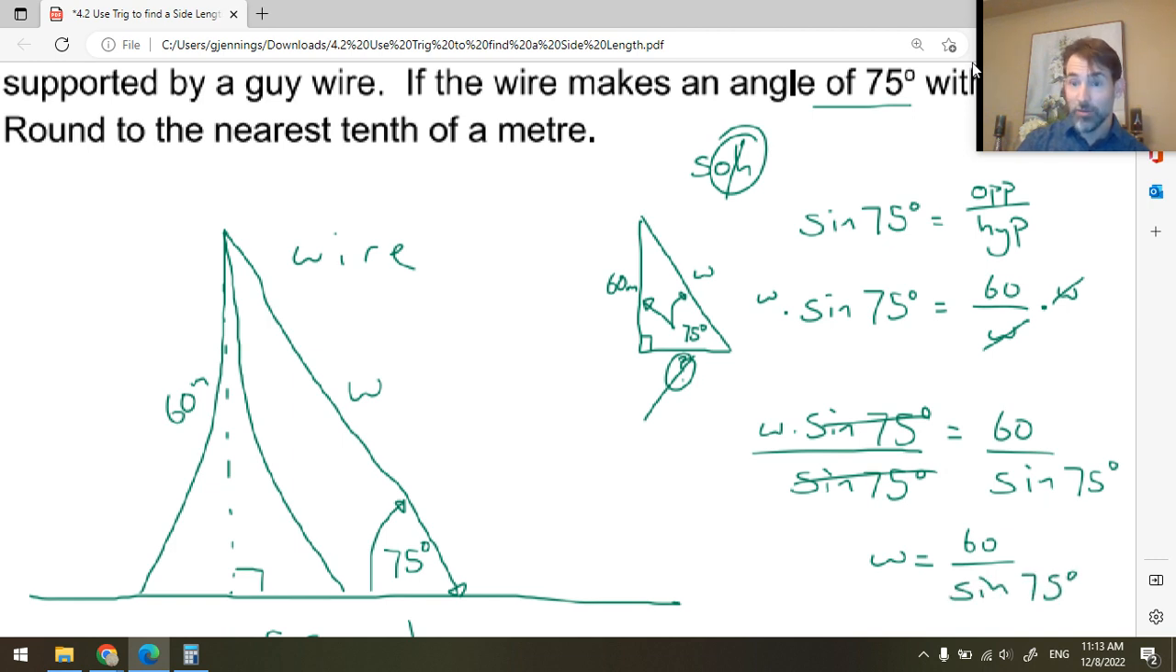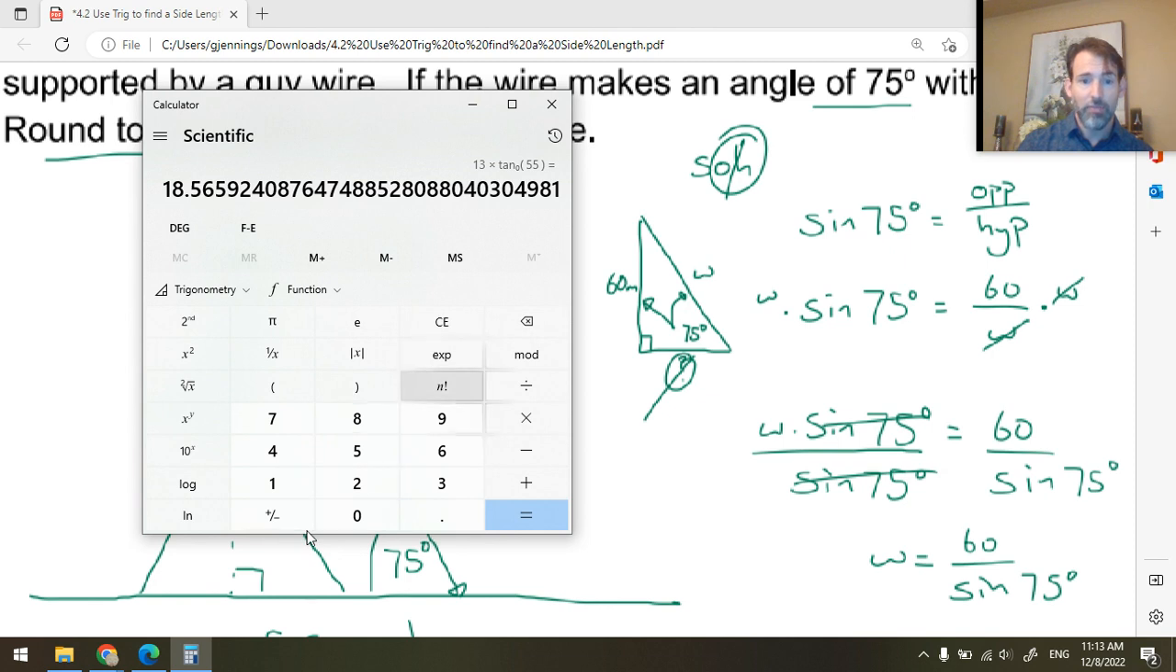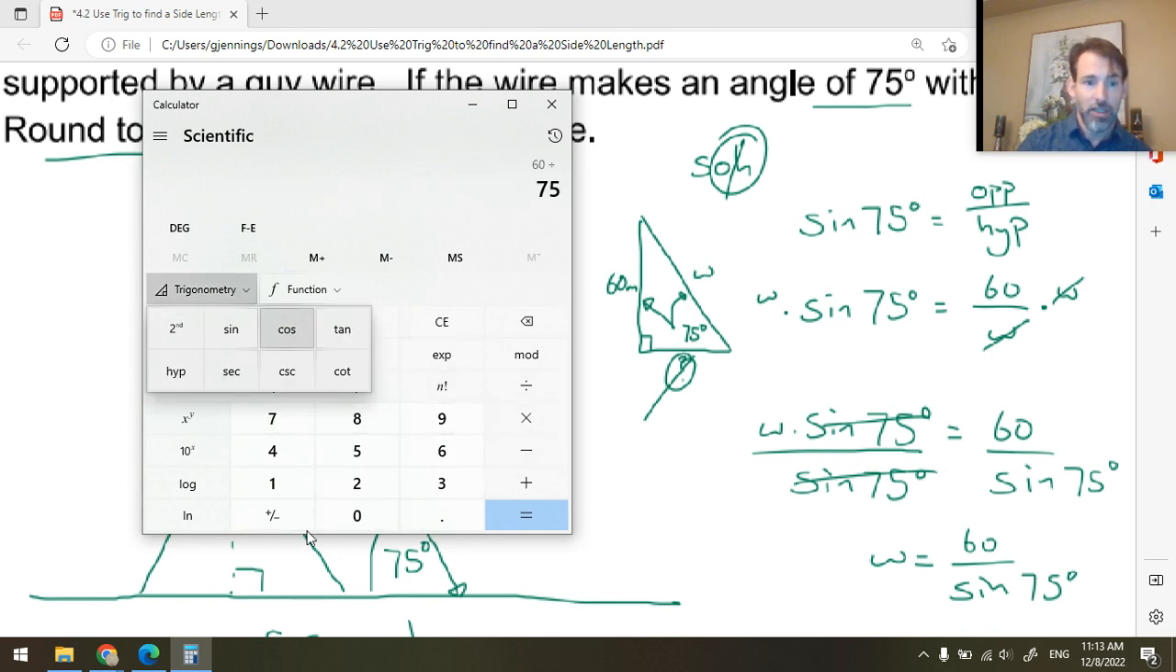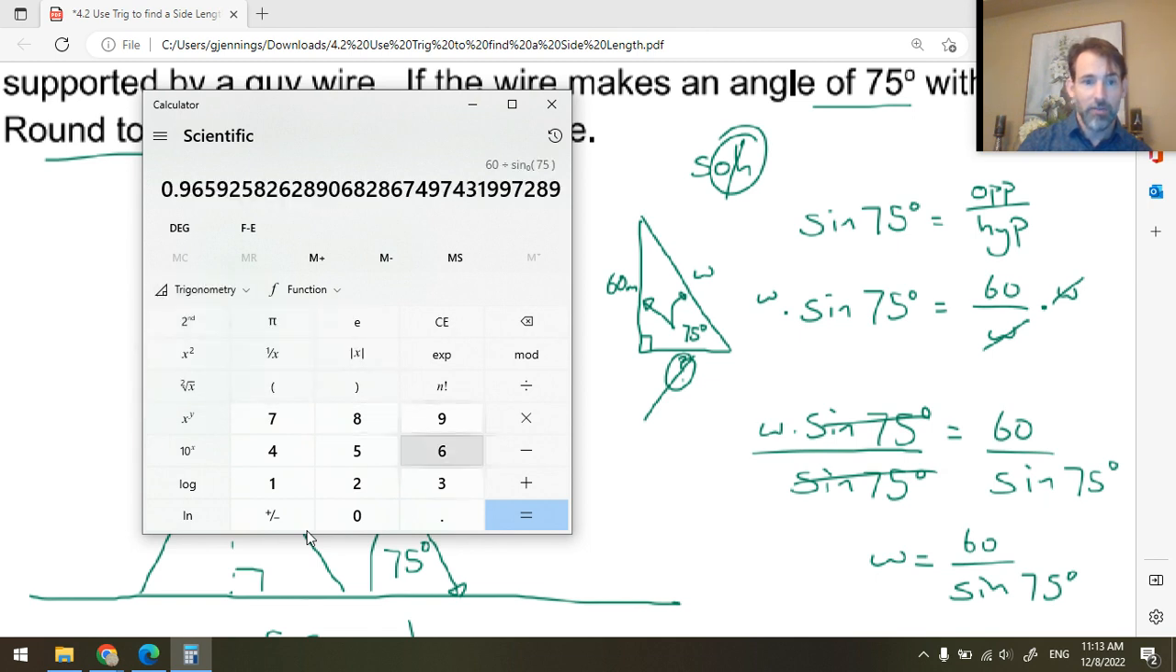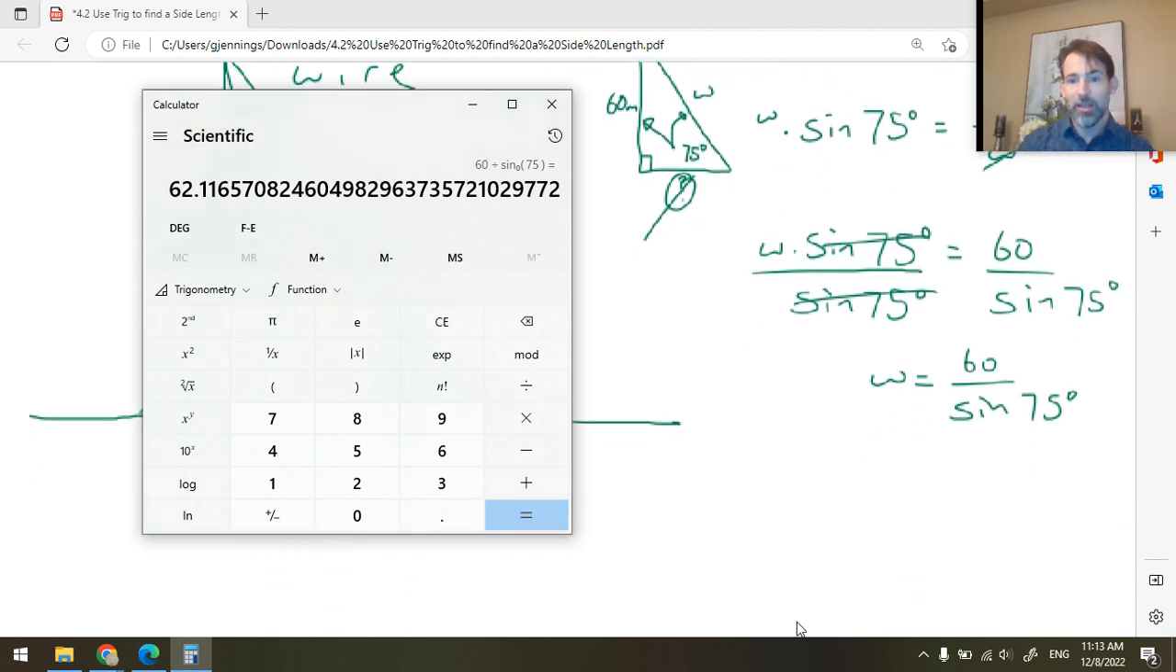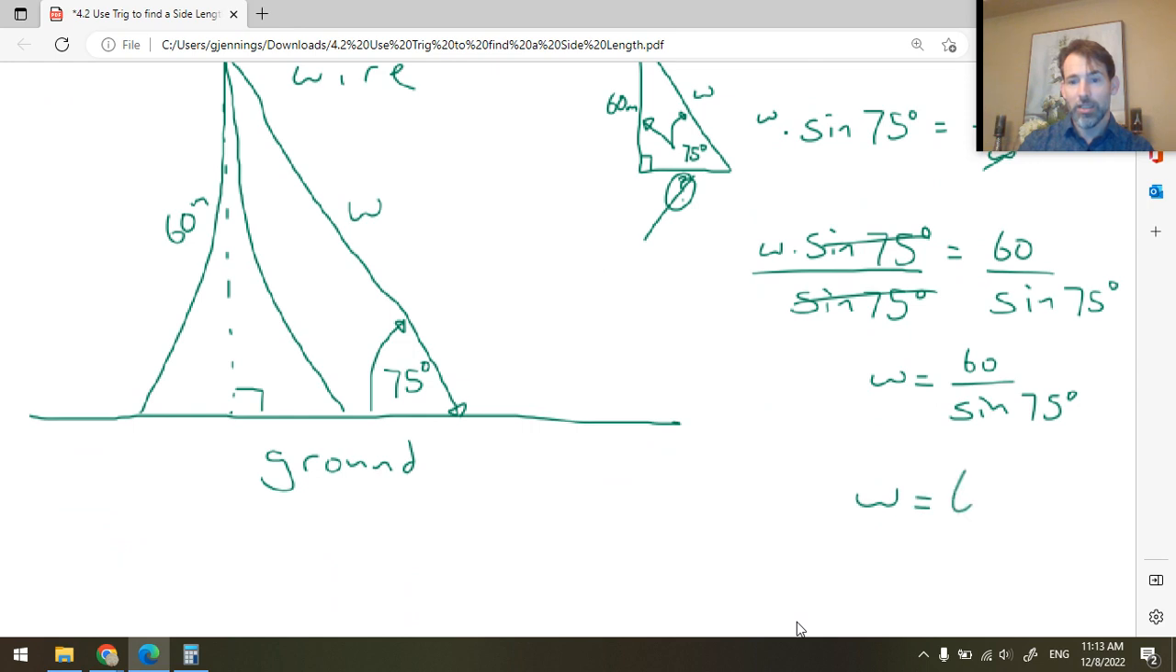That's the exact value of W, but we were asked to find it to the nearest tenth of a meter. So let's go ahead to our calculator. We're going to punch 60 divided by the sine of 75, equals 62.1. So that would be the length of this guy wire. We need the guy wire to be 62.1 meters.